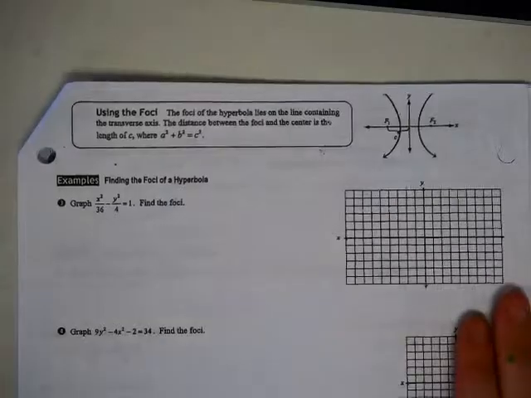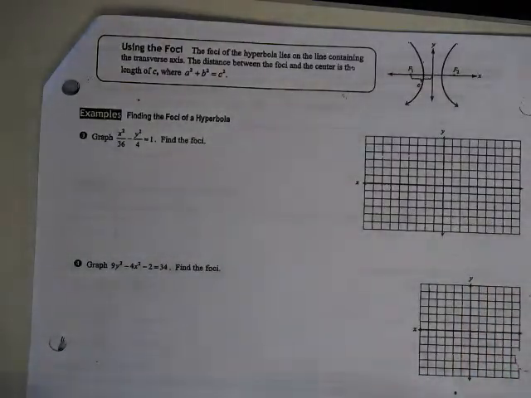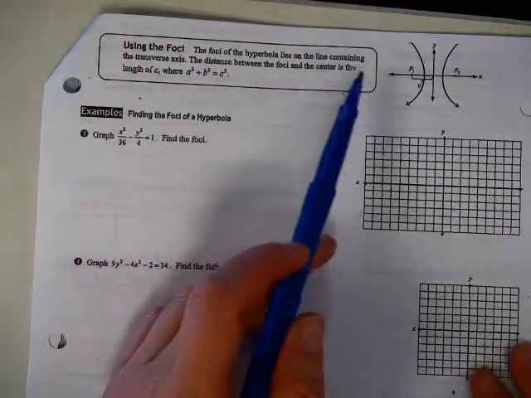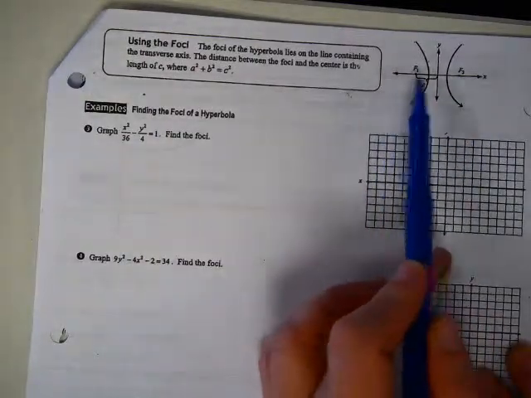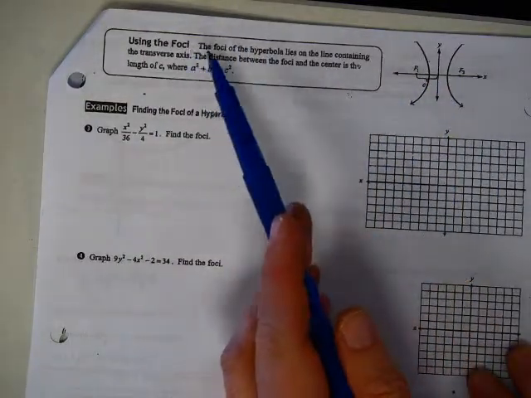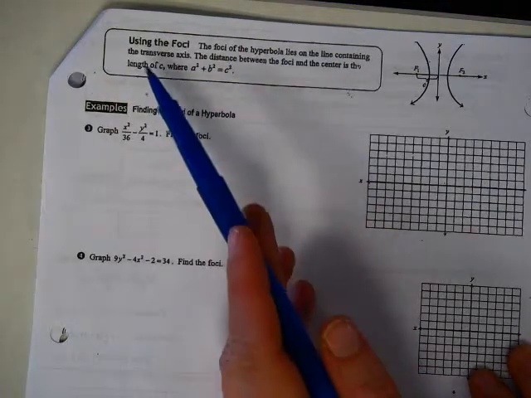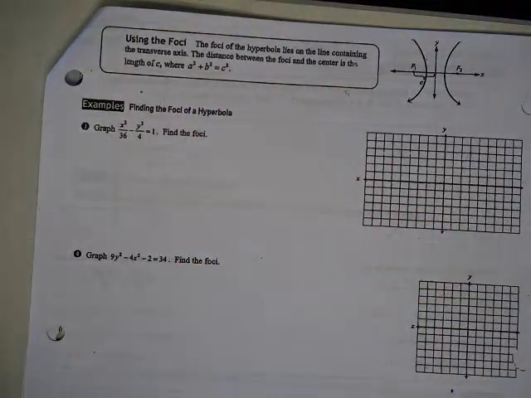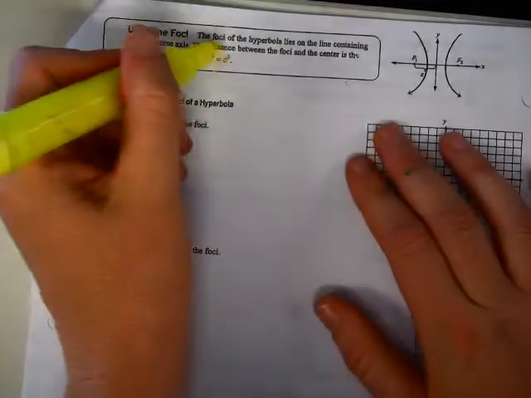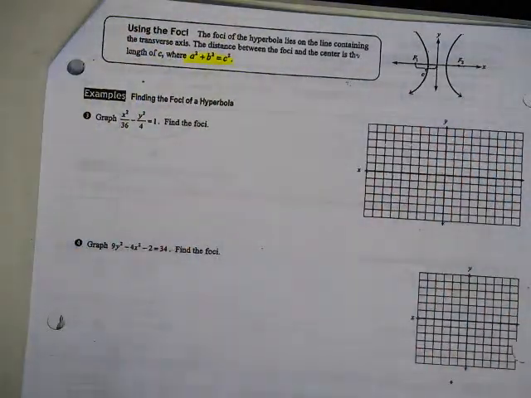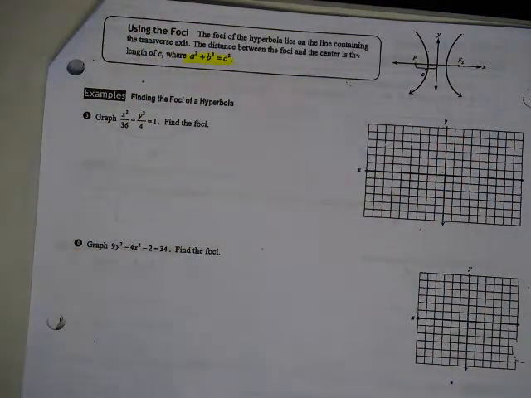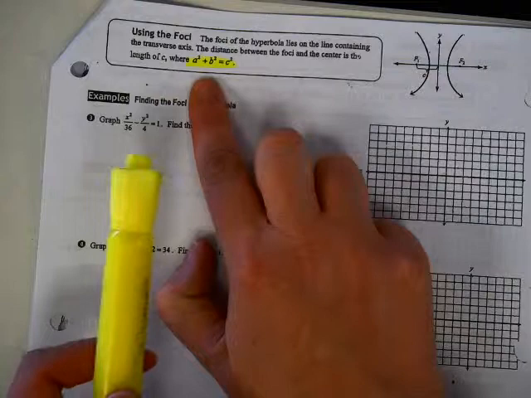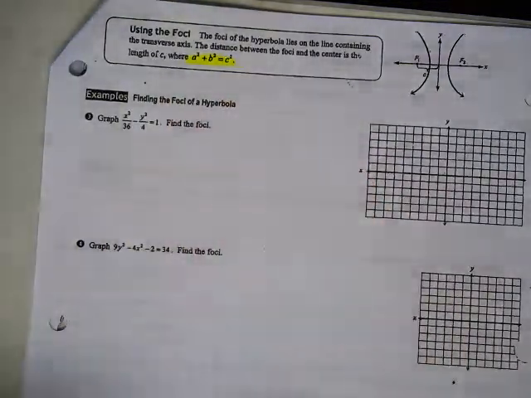Now we can take a look at how to find the foci. So the foci always lie on the line containing the transverse axis. And remember we said the distance between the foci and the center is c. And now we're going to use this equation to find c given a and b. Notice this one is very similar to the formula we use for ellipses, except in this one we're using a squared plus b squared, and for ellipses we used a squared minus b squared.